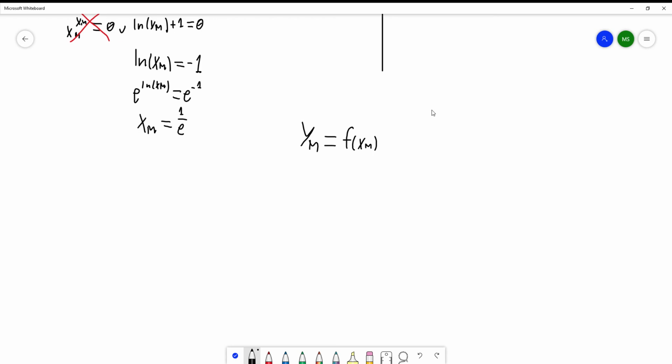Now for the y value, we know that the y of m is equal to f of x of m. So that's f of 1 divided by e. Now that means we get 1 over e to the power of 1 over e. Now we have to distribute it between the 1 and the e, and we'll get 1 to the power of 1 over e, but that's just 1, and divided by e to the 1 divided by e.